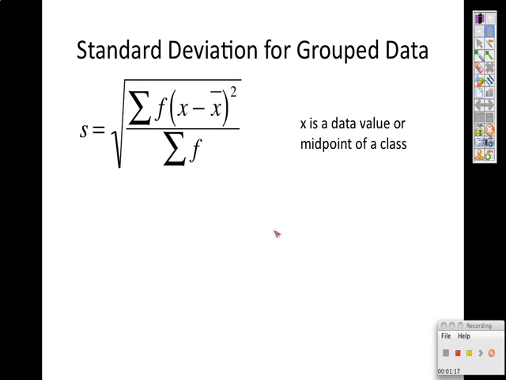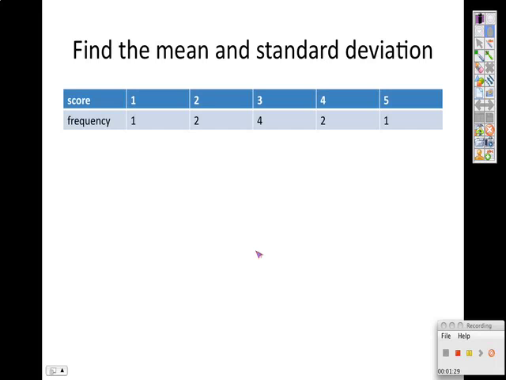This is the formula for standard deviation for grouped data, such as frequency tables. This is f times (x minus x bar) squared. So here we have some scores. We've got a score of 1, 2, 3, 4, 5, and it's recording the frequency that each of these happen at.